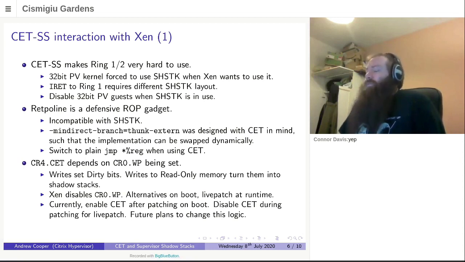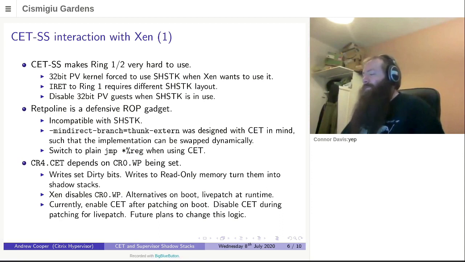With CET, if you have a read-only mapping and you write to it, the dirty bit gets set, and suddenly you've got your read-only memory turning into shadow stacks if you write to it. So for that reason, the CET architecture mandates that write protect is set throughout all of it. And that would be fine, except that in Xen we make use of this functionality to modify read-only mappings. We have the alternatives infrastructure on boot, and we have live patch during runtime. Both of these cases temporarily disable this control flag to allow us to modify read-only mappings.